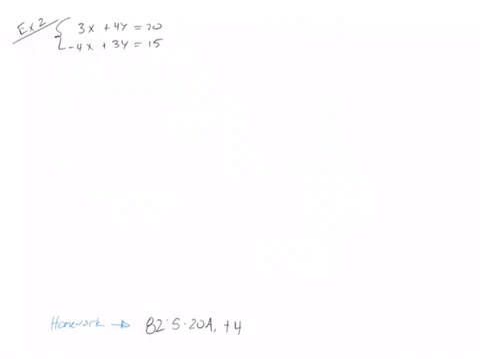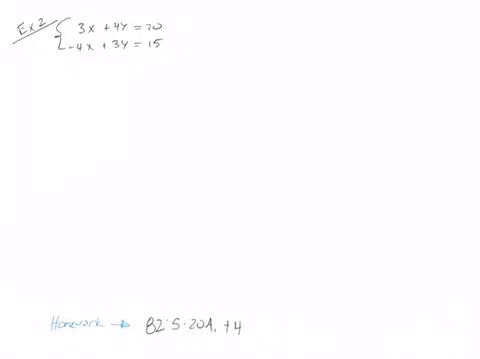Okay, let's try one more. This one, we have 3x plus 4y is equal to 20. Negative 4x plus 3y is equal to 15. So again, I'm trying to get these numbers to match, or those numbers to match. Well, I'm going to have to multiply both equations by something, because 3 is not a factor of 4, and 4 is not a factor of 3.